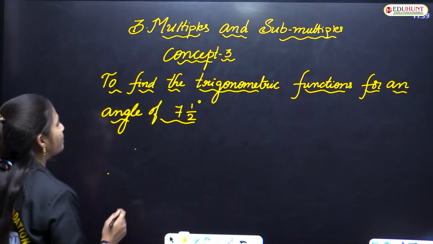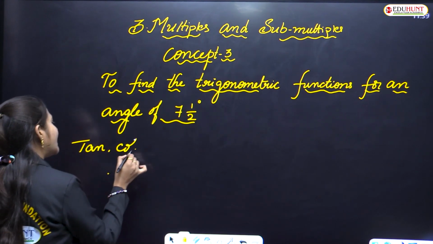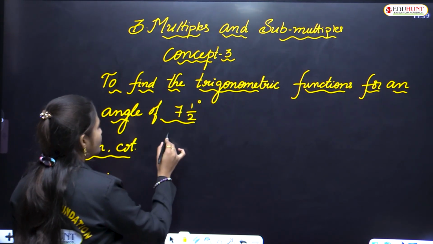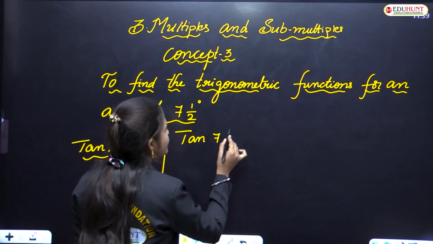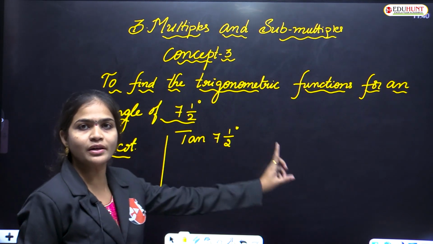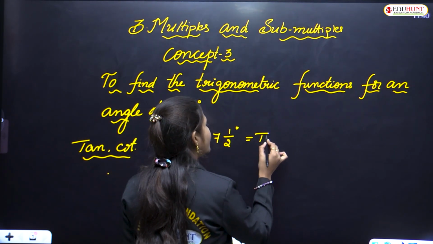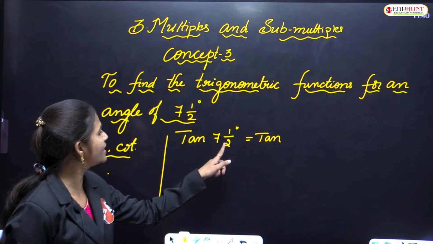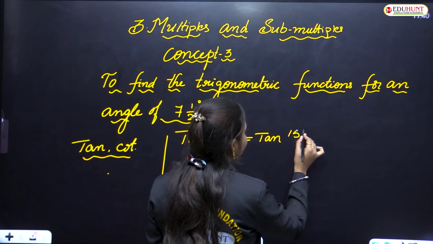Here we have to apply the tan and cot trigonometric functions. First we are going to apply tan, and the angle is 7.5 degrees. Tan 7.5 degrees, this value we are going to learn in this video. So see here, first we can convert this: 7.5 we can write as 2 7s, 14, 14 plus 1, 15 by 2.